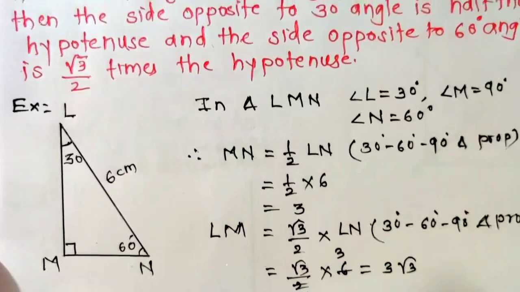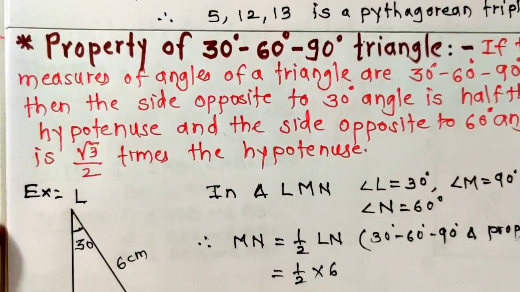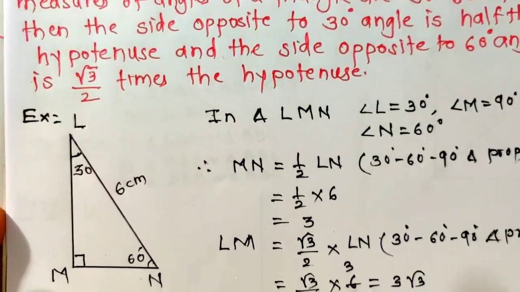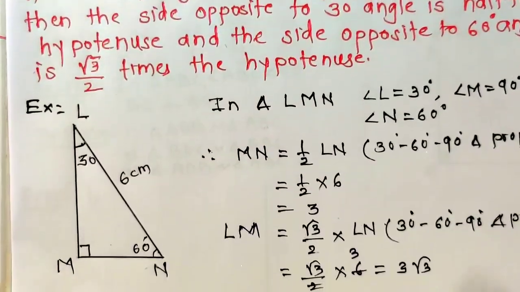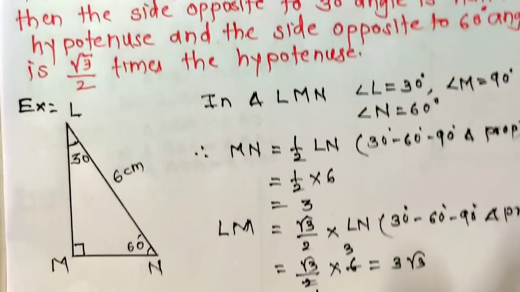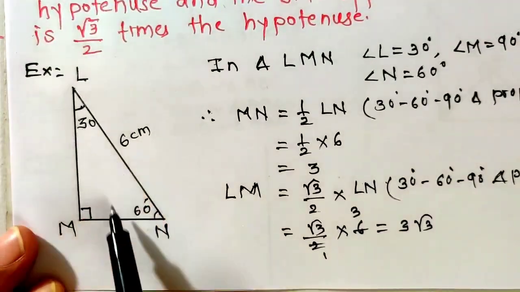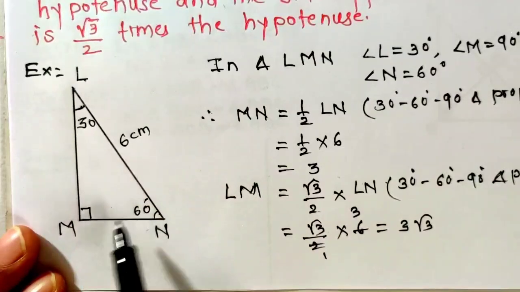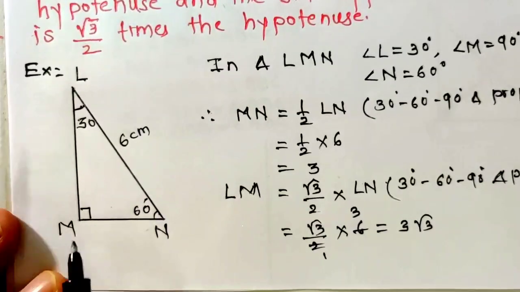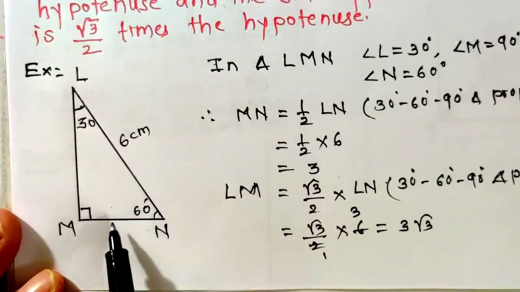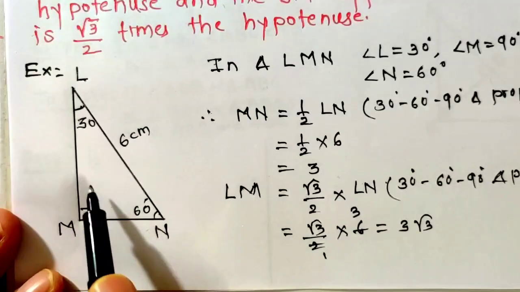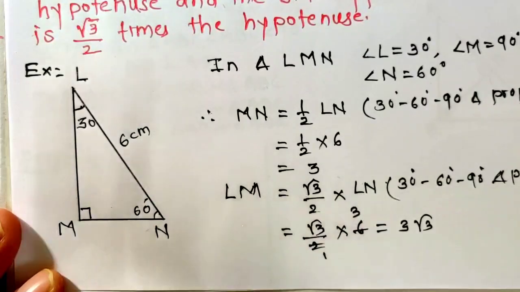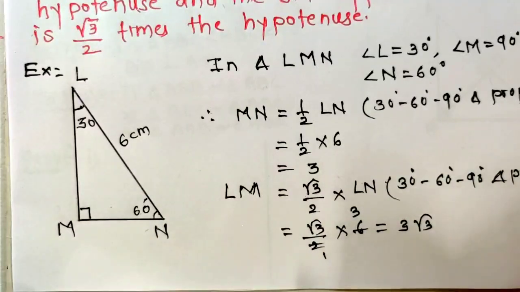So in this way we can use this property of 30, 60, 90 triangle to solve the sums. Here we have to use this property many times. In 9th standard we have already solved sums based on this property. So according to this property, listen again: if the measures of angles are 30 degree, 60 degree, 90 degree, this property is only useful in such triangles. The side opposite to 30 degree is half of the hypotenuse, and the side opposite to 60 degree is root 3 by 2 times the hypotenuse. So this is the property. Let us see the next property.